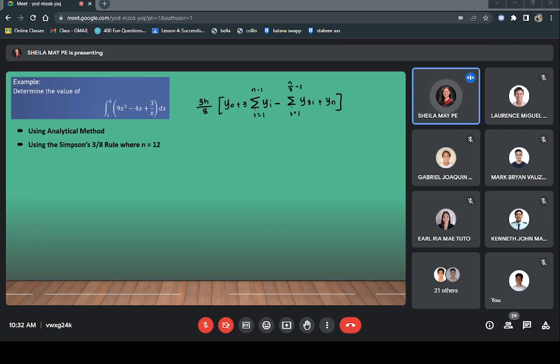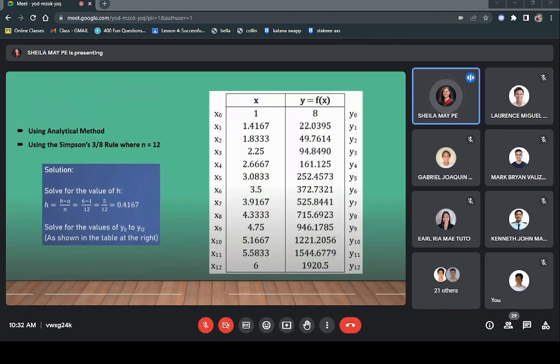So we need to find the h first. For finding h, we have b minus a over n, that's 6 minus 1, 5, divided by 12, that's 0.4167. Okay, and that's the step for every number. Until you reach 6. So 1 plus 0.4167 becomes 1.4167, plus 0.4167, and so on, until you reach the last value, which is 6.